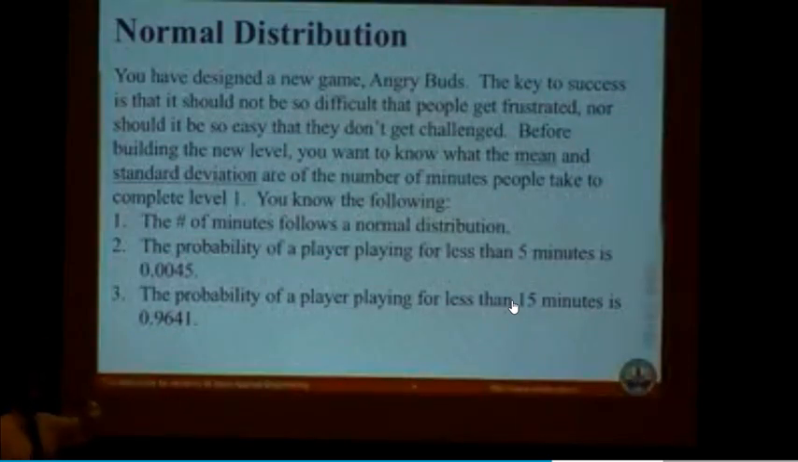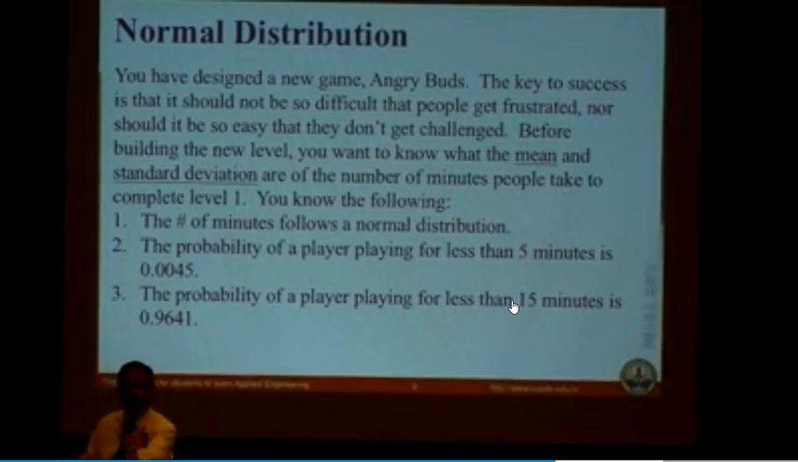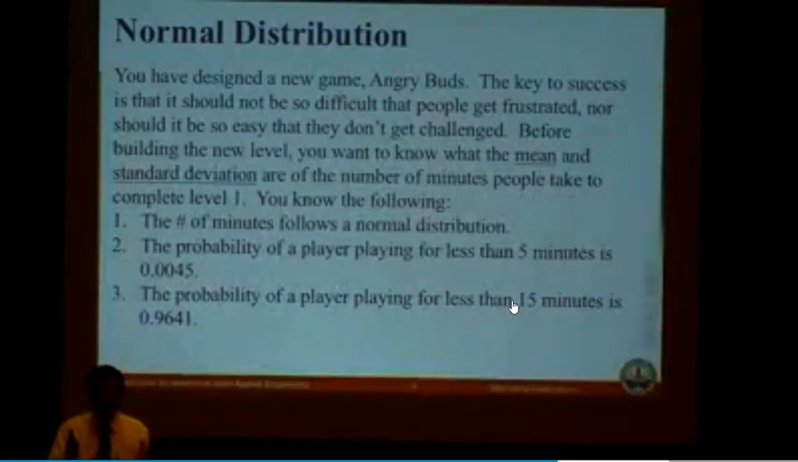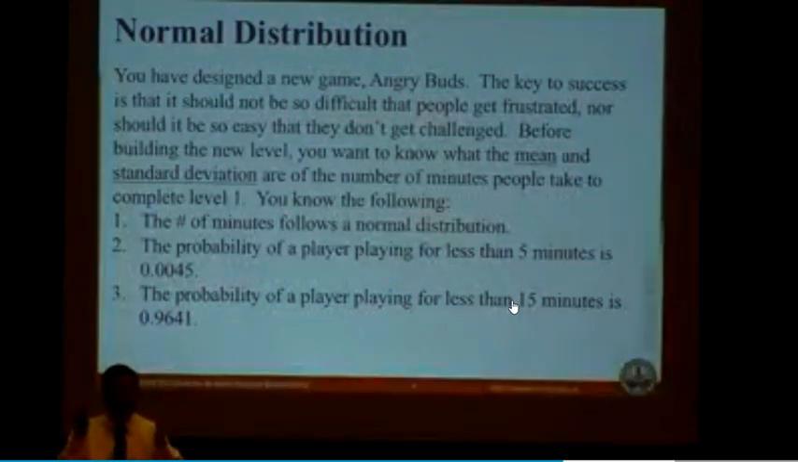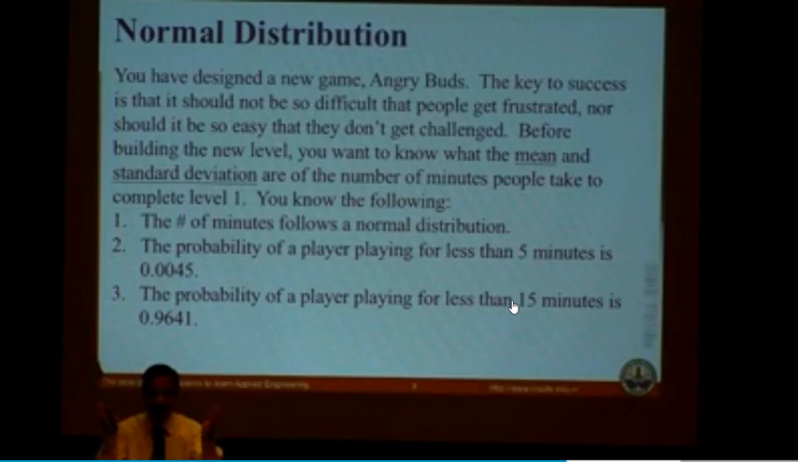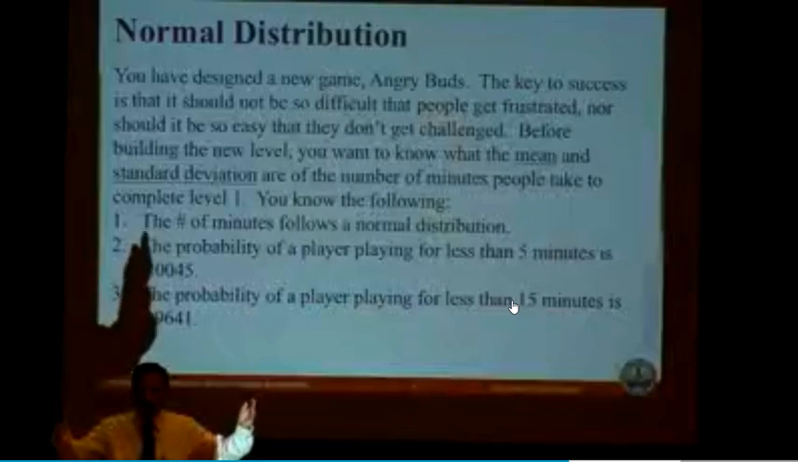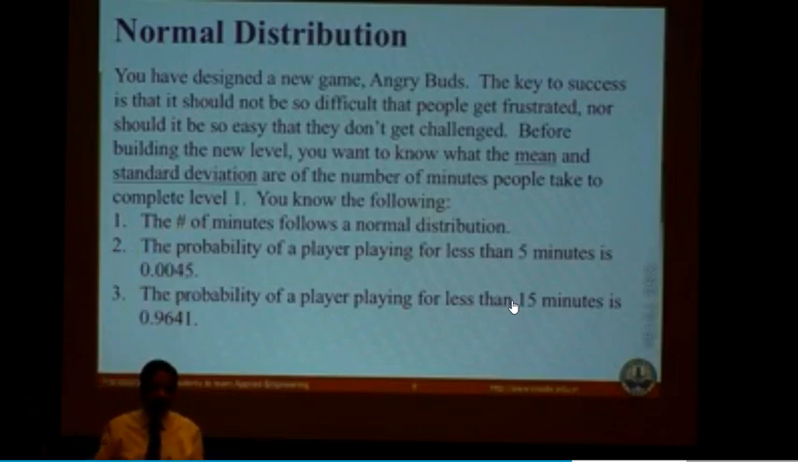So if you want to design the next level, you want to understand what is the mean time people are spending and what is the variance or the standard deviation. If you assume that it's normally distributed, you know how many percent of the people are within plus minus 1 standard deviation. 68% of the people will be finishing the game within the average plus minus 1 standard deviation. 95% of the people will be finishing the game within the mean plus minus 2 standard deviations. And then plus minus 3, how many?